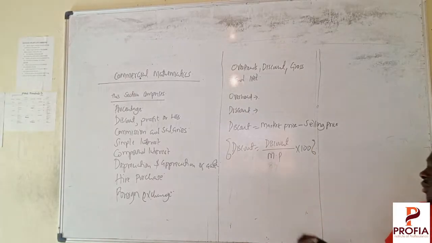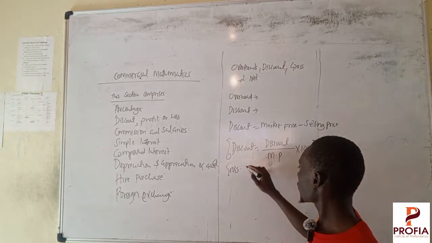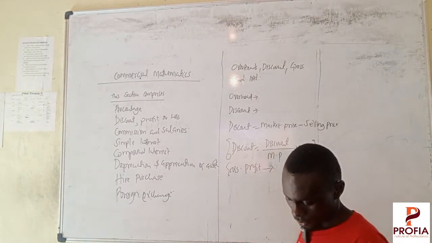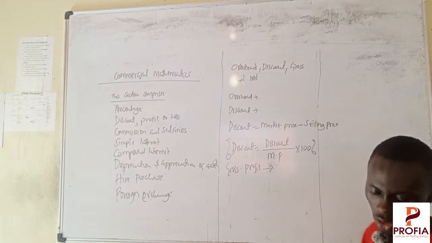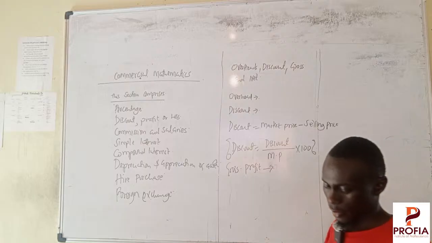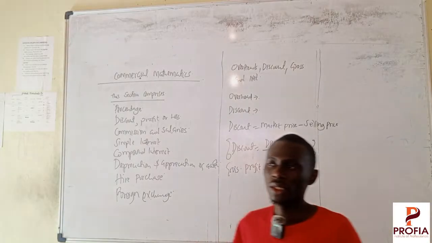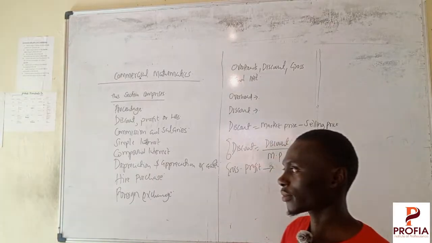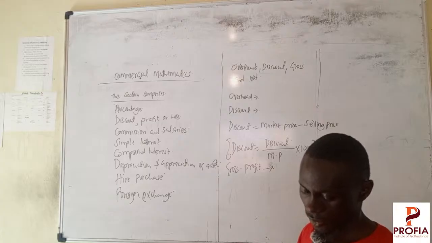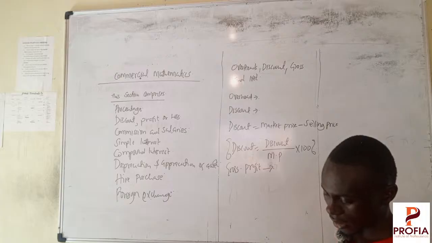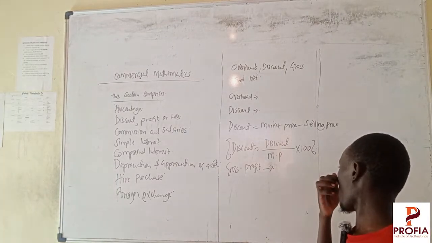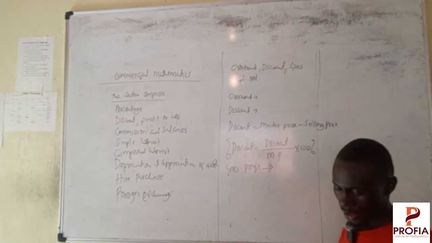Then next you can define gross profit. Gross profit is the total profit made by a merchant in a transaction without deducting any taxes or expenses.